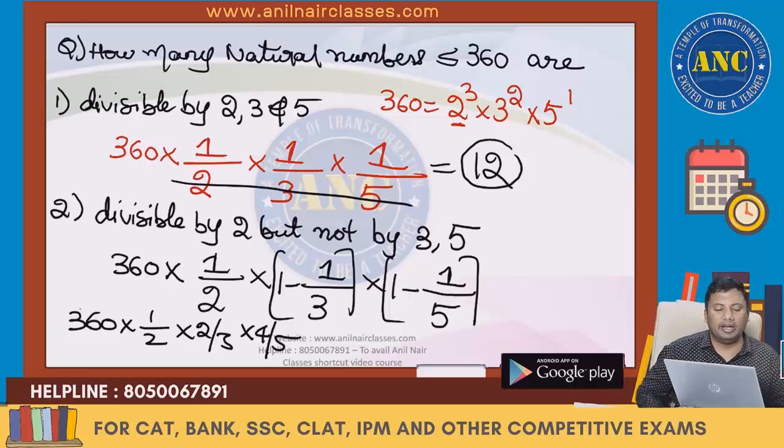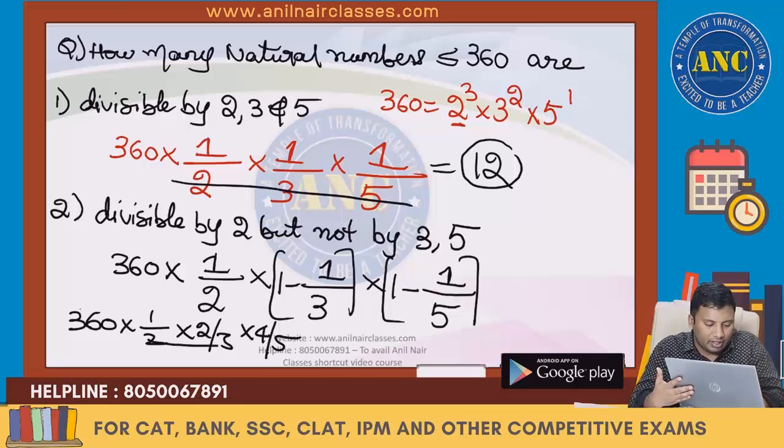I hope the idea is clear. Not means put 1 minus. If there is no not, for every 2 numbers, one number is divisible. For every 3 numbers, one number is divisible. Not means 1 minus 1 by 3. For every 5 consecutive numbers, one number is divisible. Not means 1 minus 1 by 5. So the answer is 30. 2s are 12, 8s are 96.